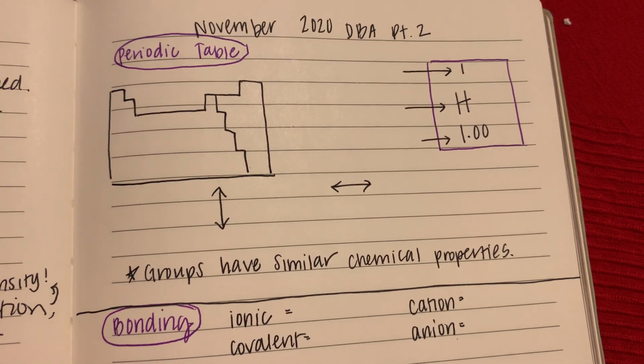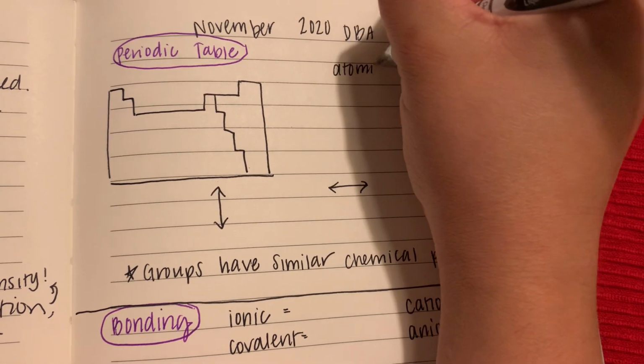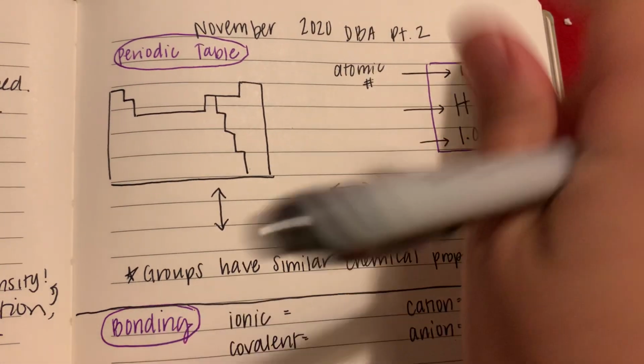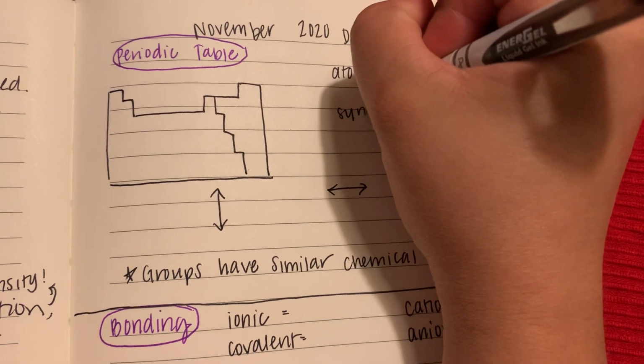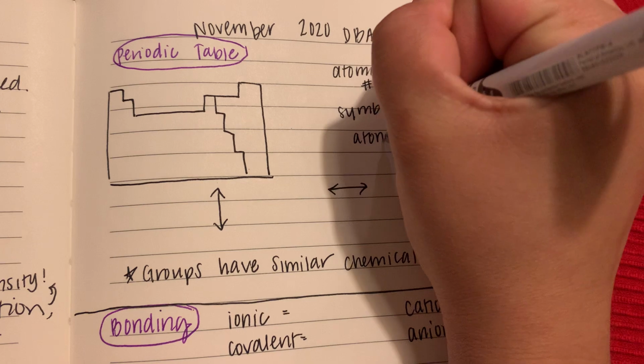Just a reminder, when I look at an element here, the top number is my atomic number. This middle symbol is called the chemical symbol, or just the symbol. And then this bottom number is called the atomic mass, right?